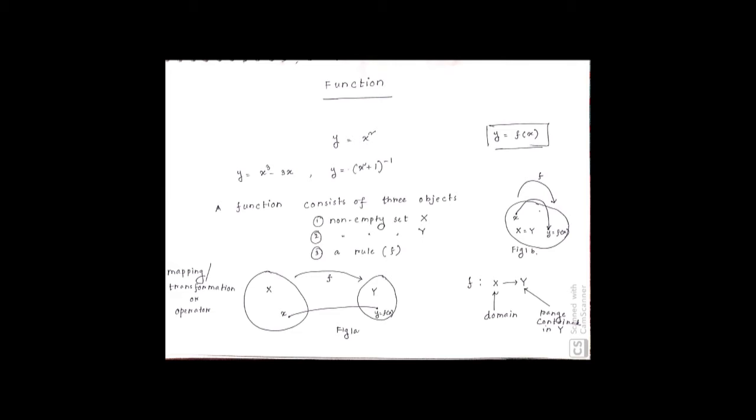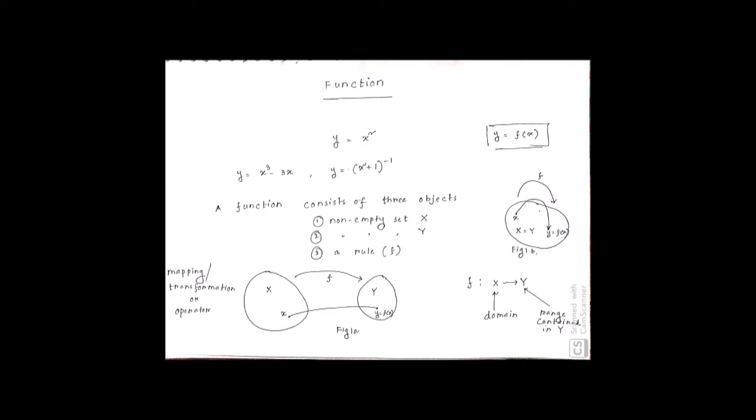The rule f is often called a mapping or transformation or operator. So we think of f as mapping x to y, or transforming x into y, or operating on x to produce y. The set capital X is called the domain of the function.